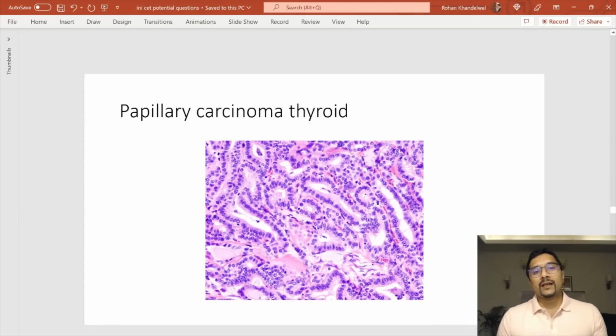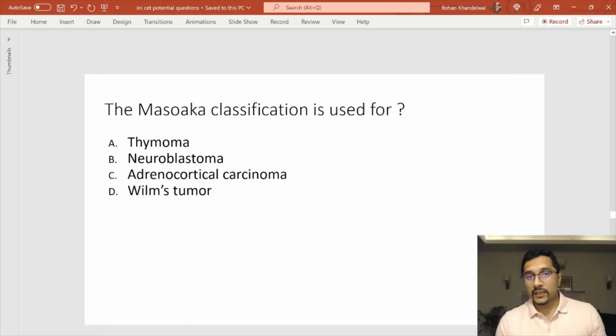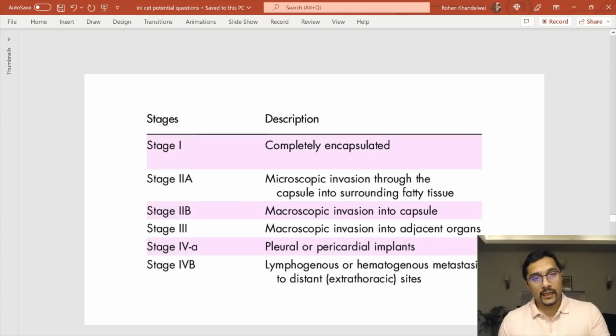A very frequently asked question is regarding the histopathological slide of papillary thyroid cancer, where you get Orphan Annie nuclei or intranuclear inclusions, and we can see psammoma bodies as well in these patients. In medullary thyroid cancer, you will get amyloid-rich stroma. Masaoka classification is used for thymomas. Mediastinal tumors you should know about, which are most common in anterior. It is thymoma. Thymoma is most common overall as well.